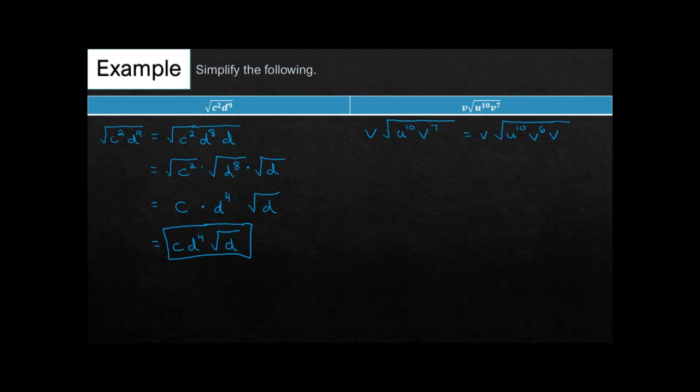So now I'm going to split up my square roots. I have that v in front. Then I have my square root of u to the 10th, my square root of v to the 6th, and then the square root of v. So I have v. Now I'm going to actually take the square root, which means dividing the exponent by 2 to get it outside. So 10 divided by 2 is 5, so that gives me u to the 5th. And then 6 divided by 2 is 3, so that gives me v to the 3rd. And then I have my leftover v.